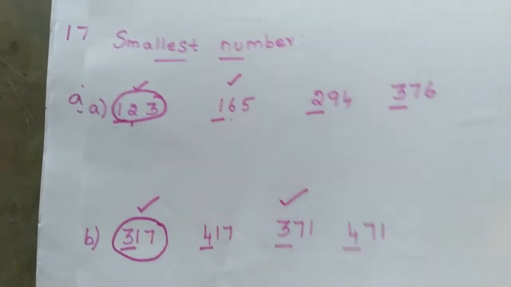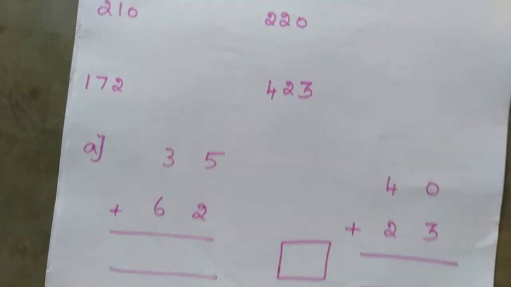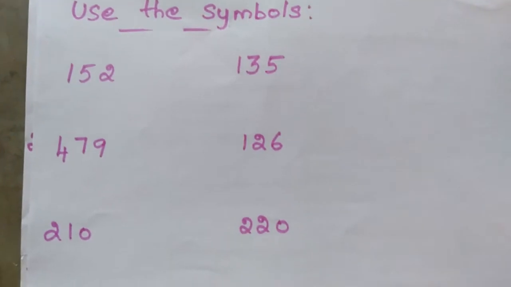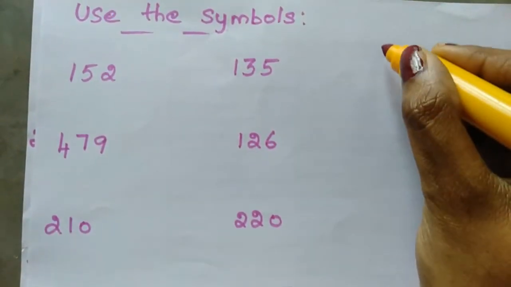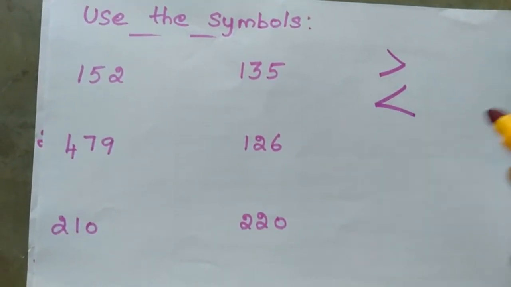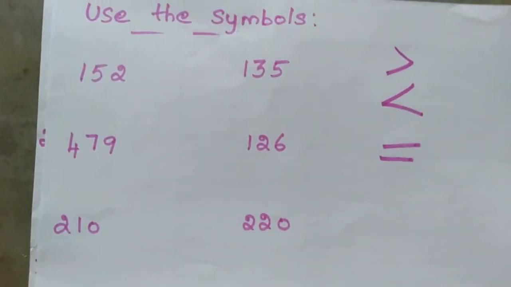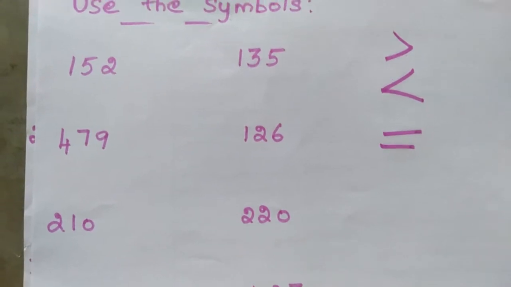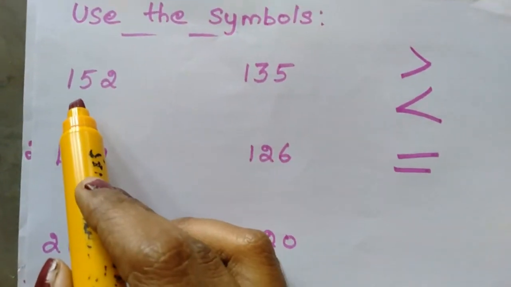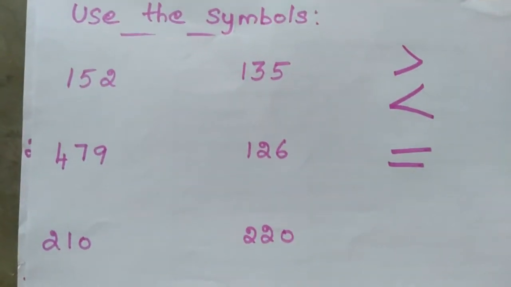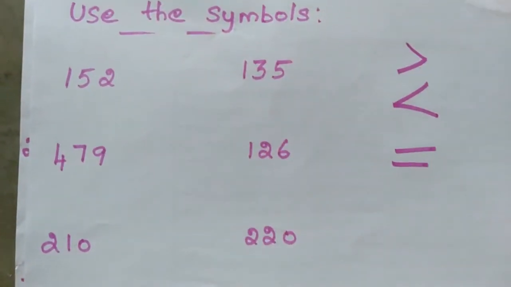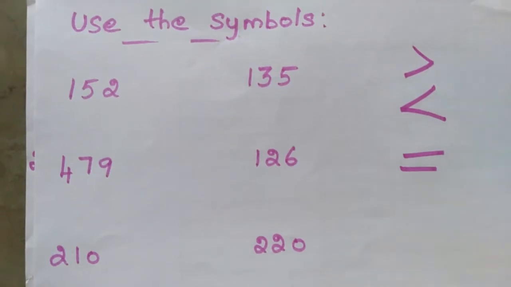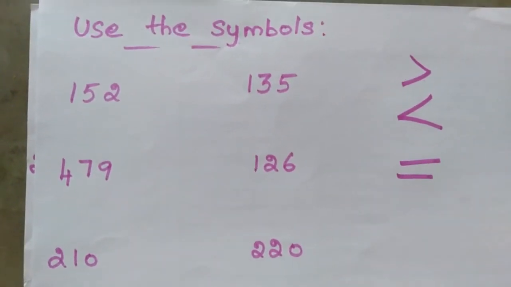Okay, very good students. Then see here, already we saw to use the symbols. You have to use the symbols, right? This is greater, this is less than, this is equal to. You have to use these symbols. Okay. 152 and 135. When we compare these two numbers, which number is greater? Which will come? Greater symbol or less symbol or equal?